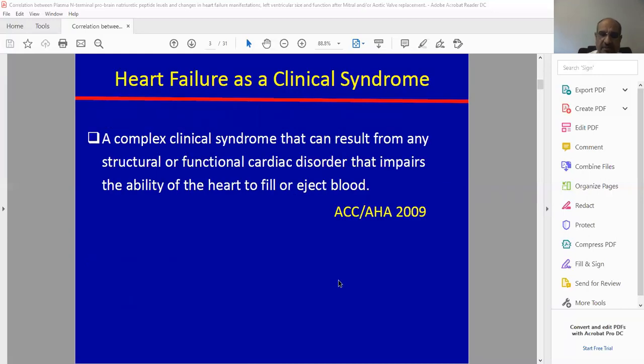The first link between heart failure as a clinical syndrome to be included in the definition was in the ACC 2009, when they described heart failure as a complex clinical syndrome that can result from any structural or functional cardiac disorder that impairs the ability of the heart to fill or eject the blood.